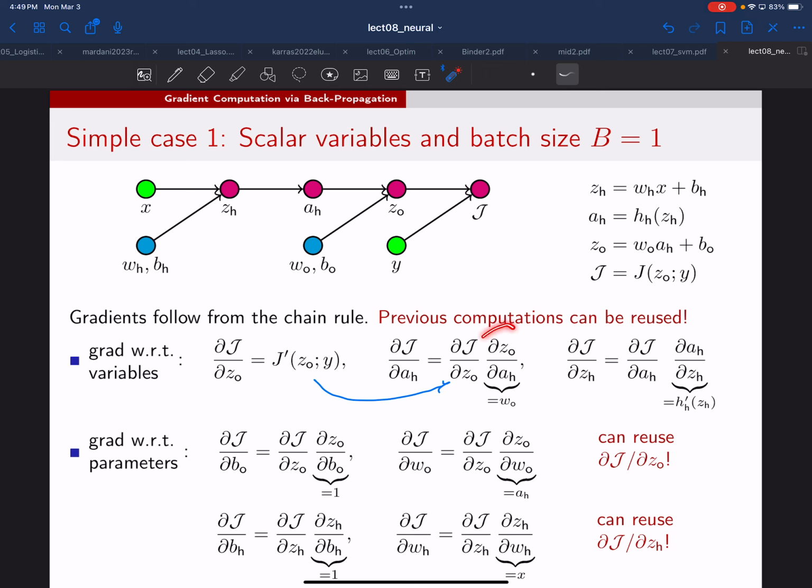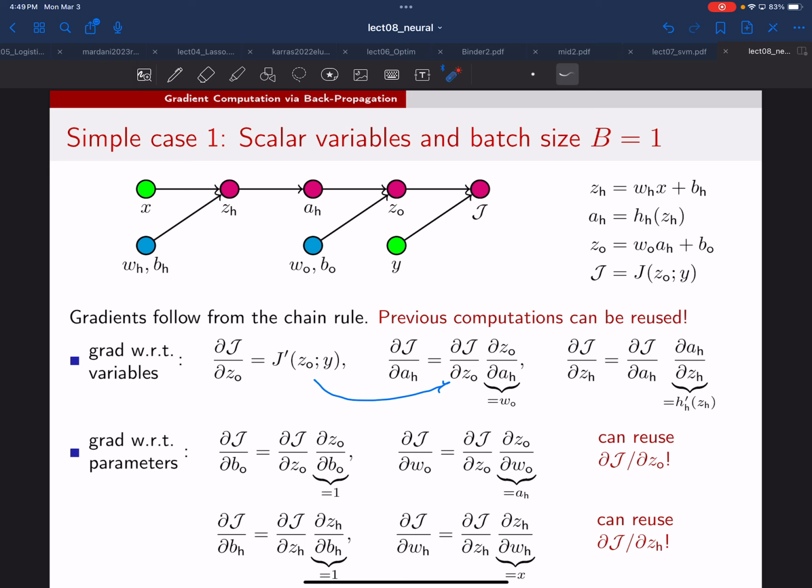To figure out what that is, we have to look at that corresponding step in the forward process. But now you can see that's pretty easy calculus. dzo/dah is nothing more than wo, right? And so that's a value. We know that value because it was given to us. And so we can do this multiplication, and now we have this as a number.